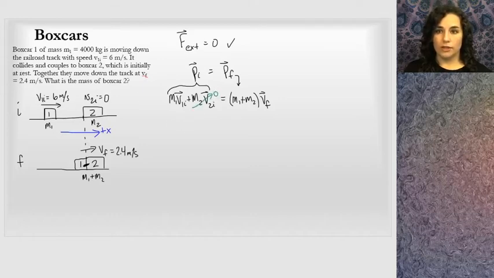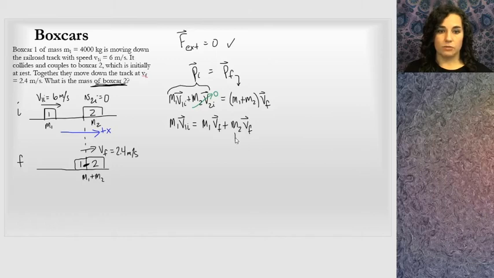And over on this side, I'm left with m1 v1 initial, and over on this side, I have m1 plus m2. It says, what's the mass of boxcar 2? I'm just keeping in mind what my unknown is, what I'm going to solve this equation for, and it's m2. So in my next algebra step, I'm going to distribute that v final. So I'll get m1 v1 initial equals m1 v final plus m2 v final.